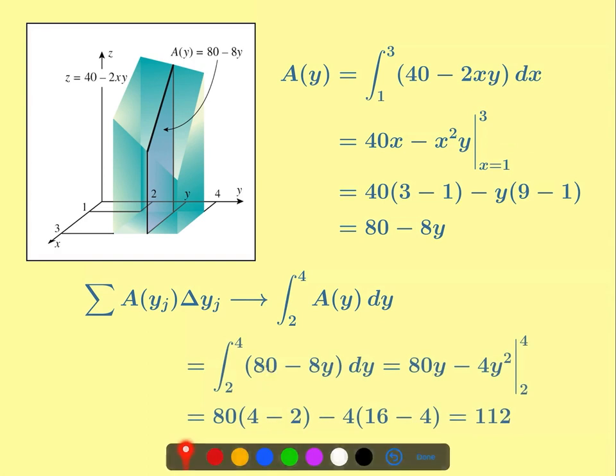So when I do this, I'm going to get 80y minus 4y squared for that. Again, y is going from 2 to 4, so we get 80 times 4 minus 2 as y goes from 2 to 4. And minus this 4 times, y is going from 2 to 4, so y squared will go from 4 to 16, and we get 16 minus 4 here. So we get 80 times 2, or 160, minus 4 times 12, which is 48. And 160 minus 48, again, is 112. So we get the volume of the solid being 112.